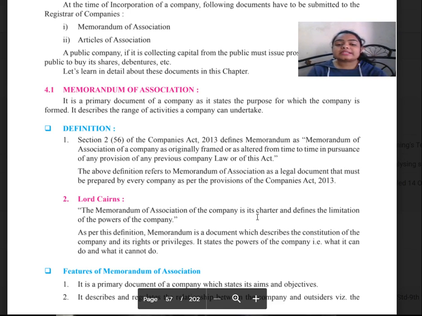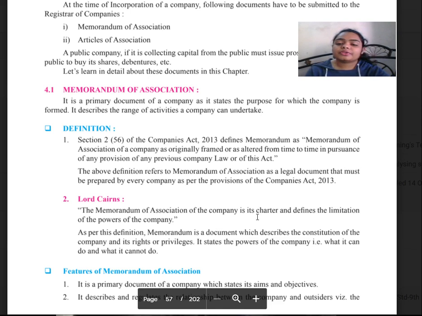Definition. Section 2(56) of the Companies Act 2013 defines memorandum of association of a company as originally framed or as altered from time to time in pursuance of any previous law or of this Act. The above definition refers to memorandum of association as a legal document that must be prepared by every company as per the provisions of the Companies Act 2013.